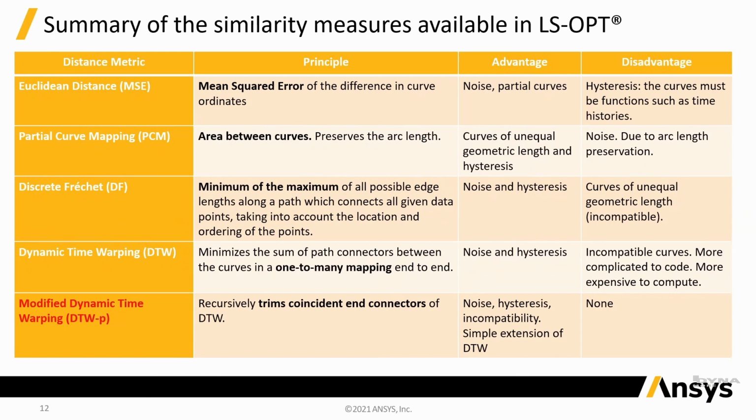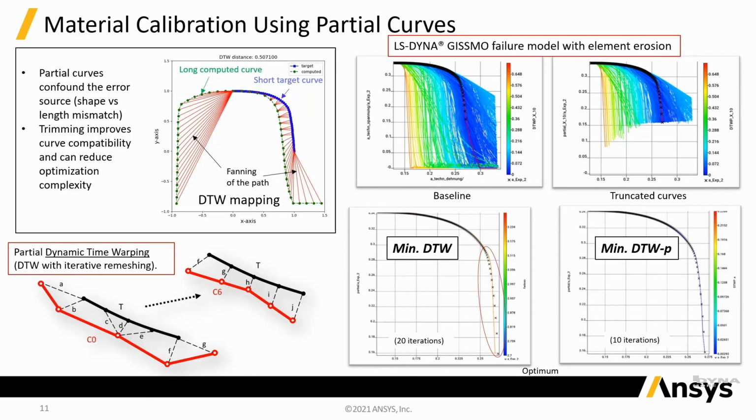So if you can switch to the previous slide again. So we have, for instance, if you look at the figure on the left, you can see there's the blue curve, which is a short target curve. So that's what you're aiming for. And then there's the green curve with the dots. And the idea is to calibrate the material so that those two curves can meet up. But they are partial curves.